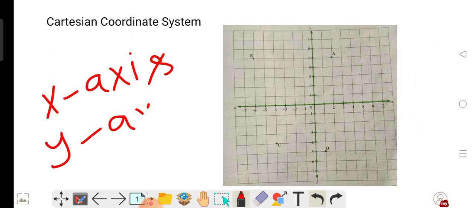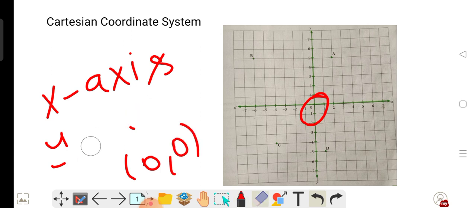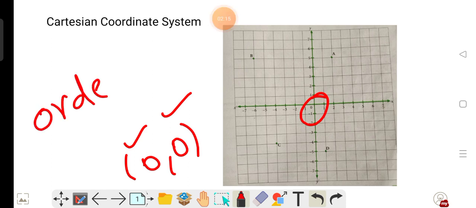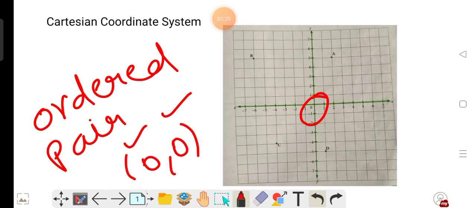The point at which these lines intersect is known as the origin. Okay, the representation of this point is 0, 0. Okay, we will represent a point by an ordered pair in which we write two numbers, one for the x-axis, another for the y-axis, and this whole is known as an ordered pair. In the same way, we have to plot points on the graph.